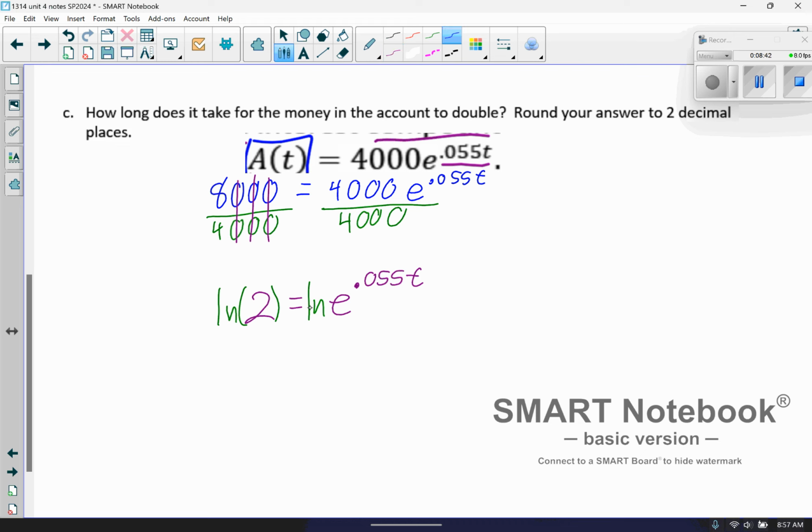And what that will do for me on the right side is it'll cancel that out and reduce down to my exponent right here. And so we're going to be left with natural log of 2 is equal to 0.055t. And then the last thing I need to do is divide by 0.055. And so then that's going to cancel out here. And that will give me my answer. So let's go ahead and look at that.